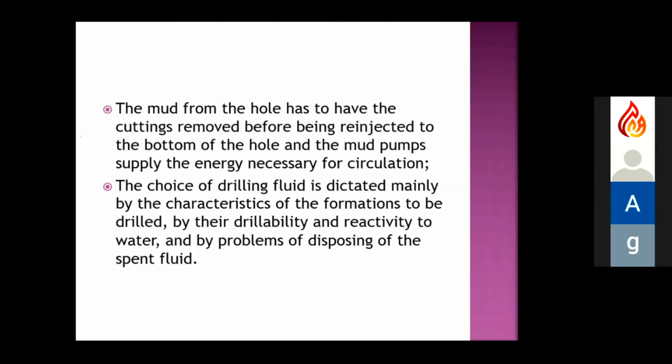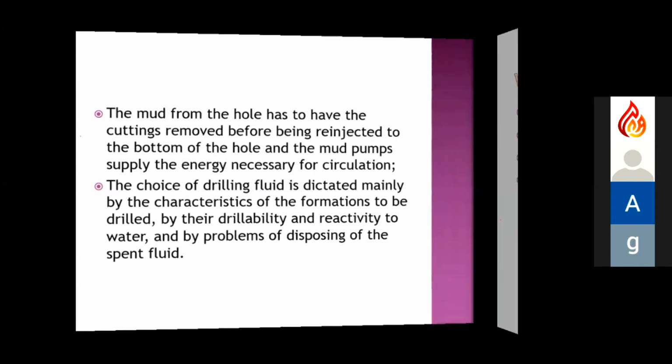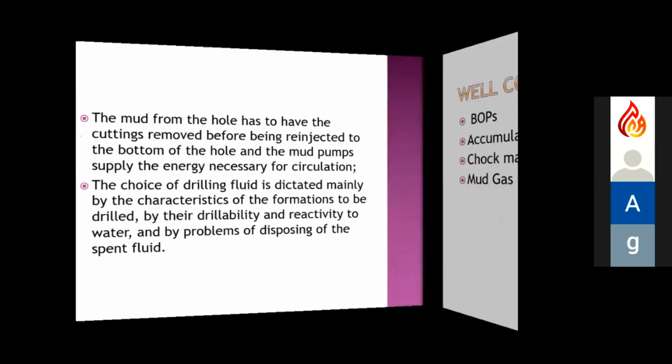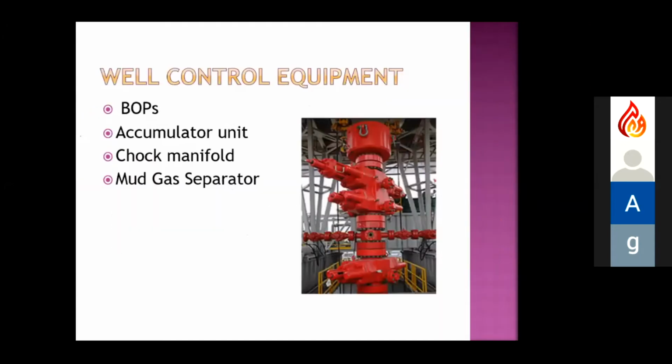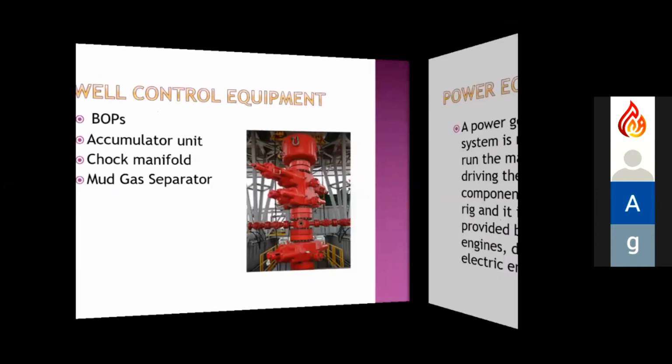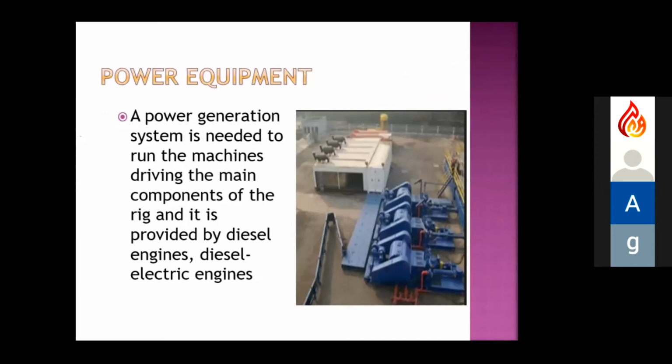We talk about this in detail now. We also have the well control equipment, the blowout preventers and choke manifold, but we don't go into details. It's just so we know this is some part of the rig equipment. Also we have power equipment. The power generation system is linked to the machines driving the components of the rig, and it's provided by diesel electric engines.